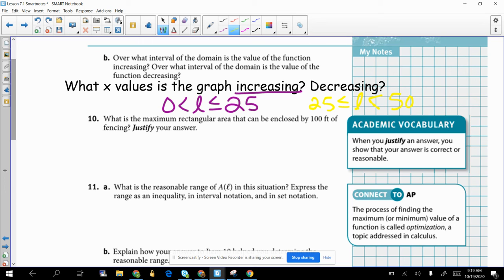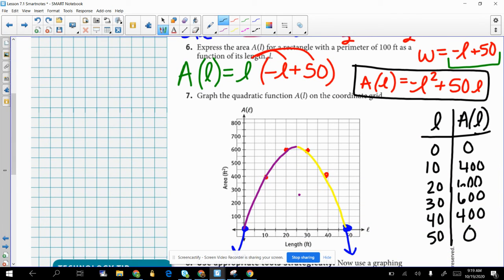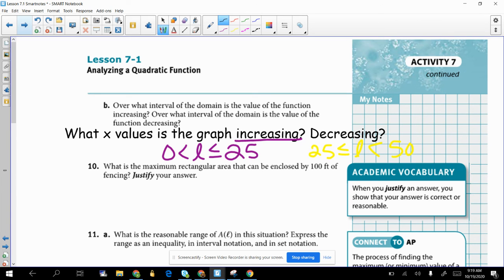Okay. Then what is the maximum? That's what I was just talking about. Okay, so that's going to be this point here that I mentioned. That's your maximum. So that looks like it's at 25 on the length and about 625. And if we actually plug 25 into our equation, we would know that that's what you do get out for the area. So we want to say that the maximum rectangular area, the maximum area is 625 feet squared.